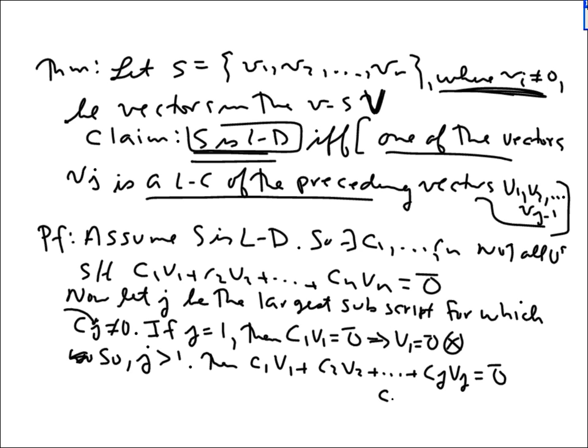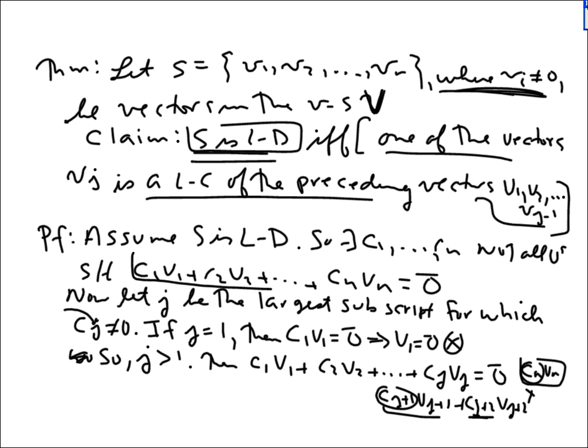That is, cj plus 1 times vj plus 1, the next term. That's 0, so this whole product is 0. Plus cj plus 2, vj plus 2. That's 0, all the way down to cnvn. That's 0. So 0 times the vector is 0. All the other terms to the right of cjvj are all 0. Now this is where it all comes together.